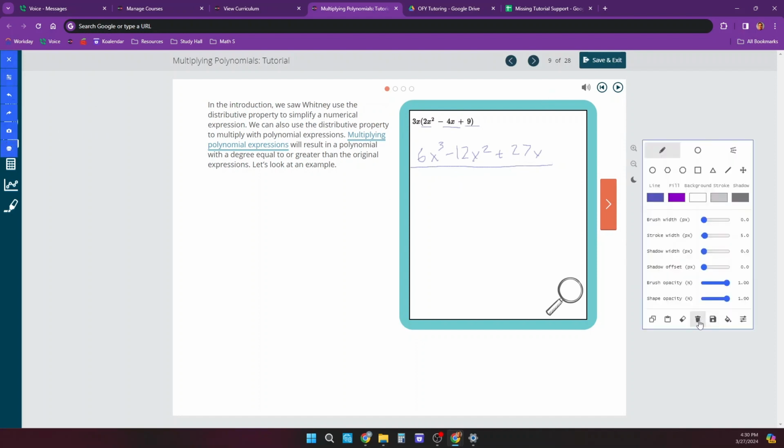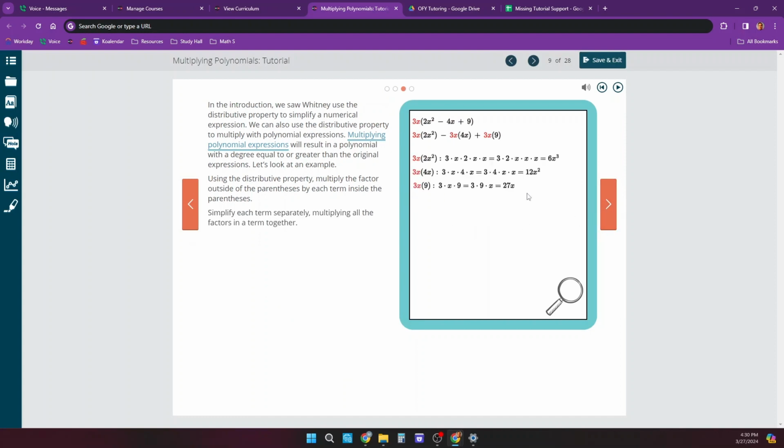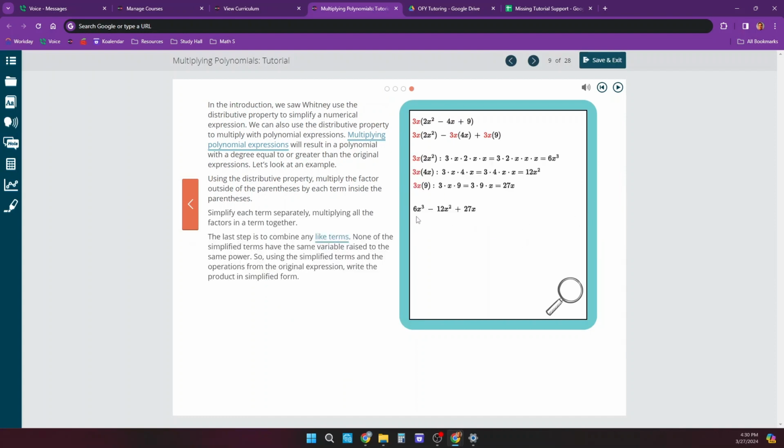If I delete this, this page should take you through the answer, and we should get the same thing. So let's go ahead and verify that. Yes, we take 3x and we distribute to all the pieces inside. And ultimately, we get 6x to the third minus 12x squared plus 27x. So that's how we do the distributive property, and that's how we use it to simplify expressions.